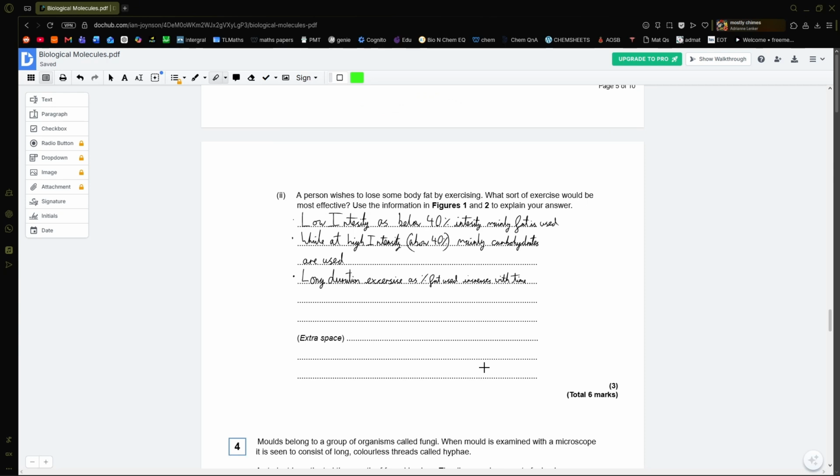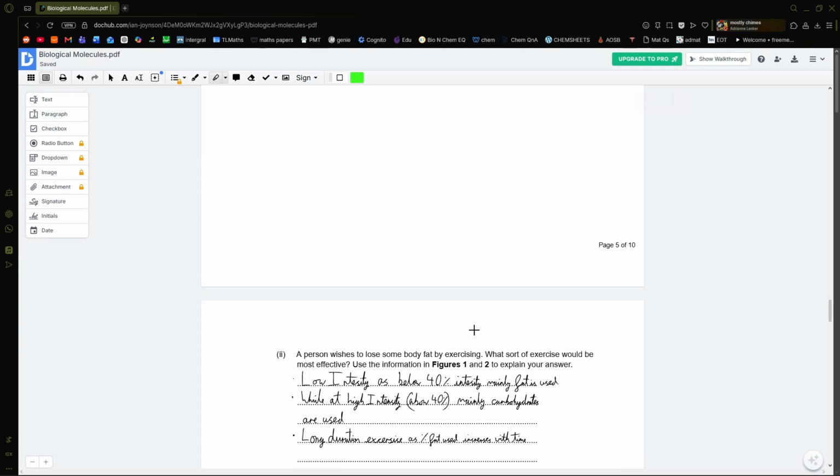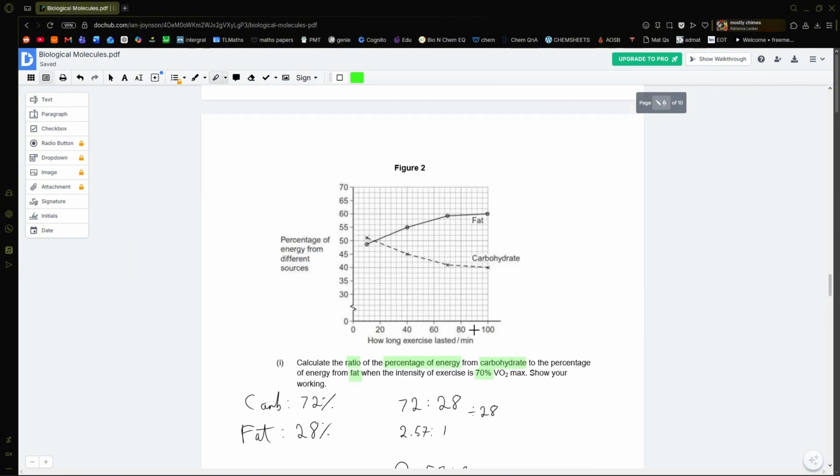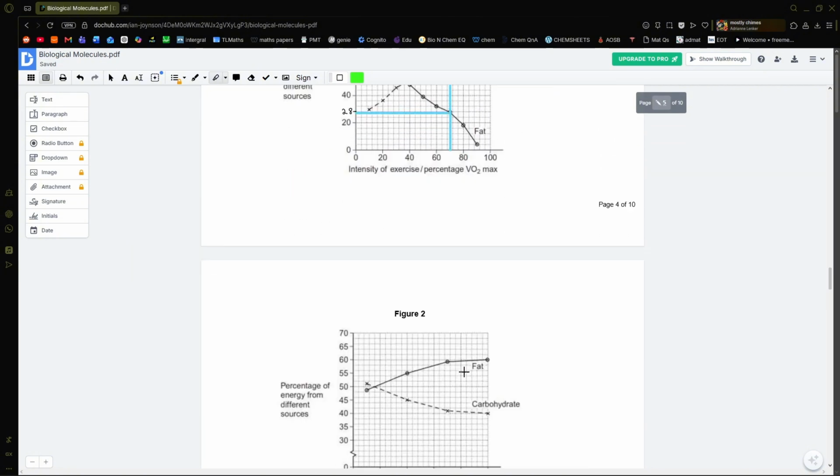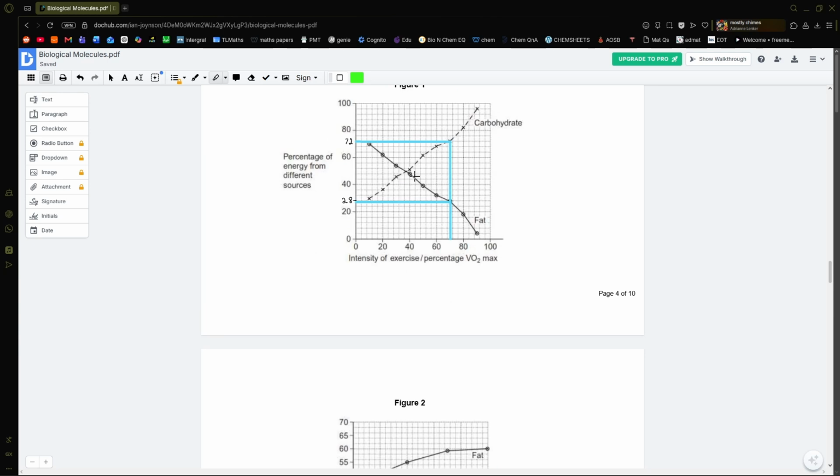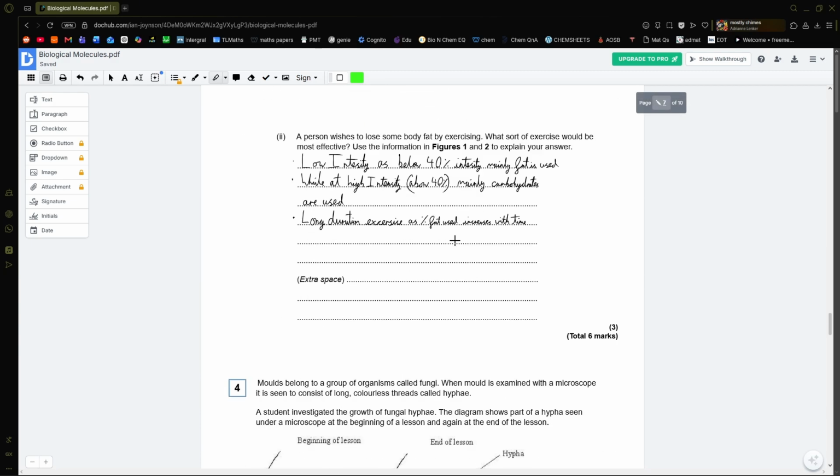A person wishes to lose some body fat by exercising. What sort of exercise would be most effective? Use the information in figure 1 and 2 to explain your answer. So figure 1 shows us the intensity of the exercise they should be doing. Here we're mainly using carbohydrates, and here we're using mainly fat.